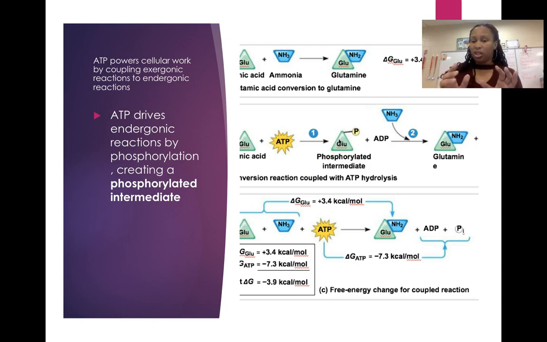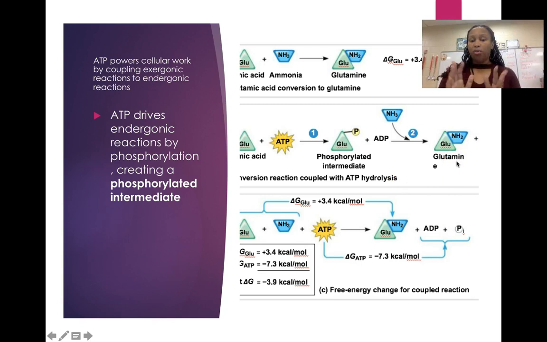And the intermediate is just a thing between my reactant and my product. I'm not at my product yet, but this is an intermediate. And so when this happens, I'm going to have my phosphorylated intermediate plus ADP, adenosine diphosphate, and it's what you get when ATP loses a phosphate group. Now the ammonia can be added in, and I end up with glutamine.